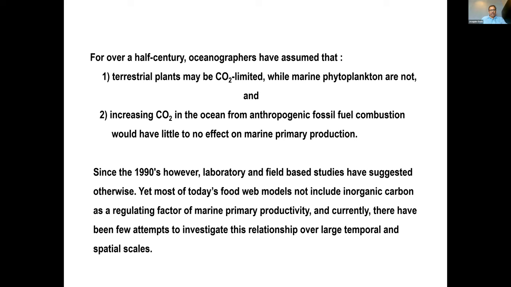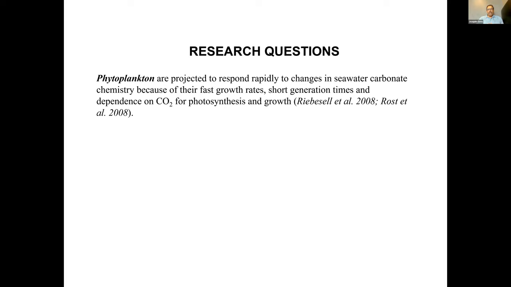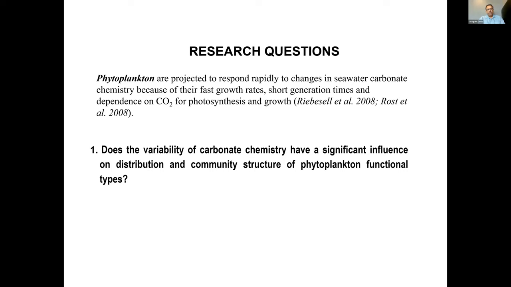So I'm going to take off where Hans and Brittany left. Hans mentioned that the coastal environments are the ones that are subject to the biggest changes in carbonate chemistry over the course of a day and over season. And my message is that phytoplankton respond really fast to these changes that occur over the diel cycle in coastal waters because of their short generation times and their dependence on CO2 for photosynthesis and growth.